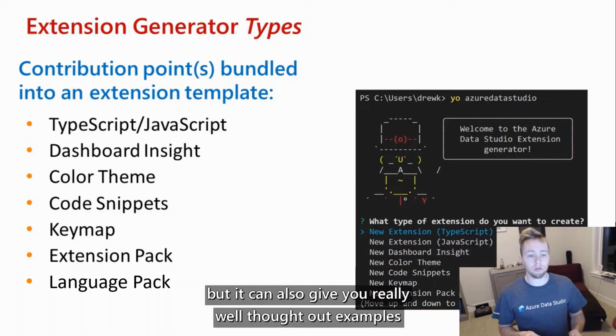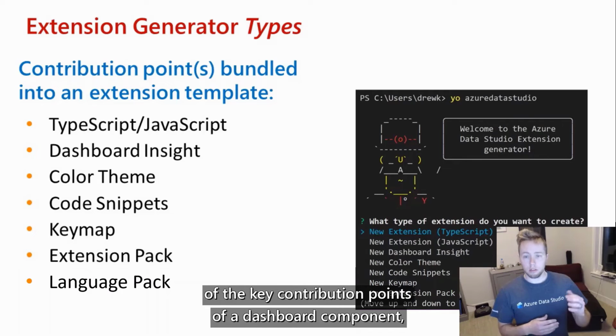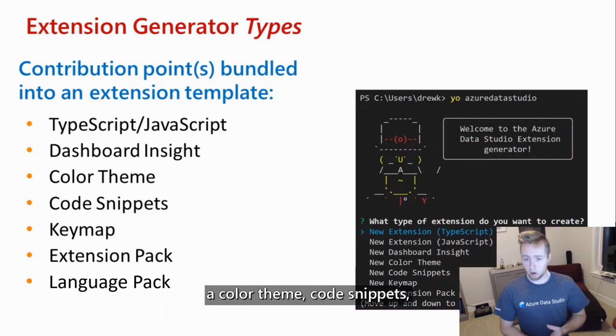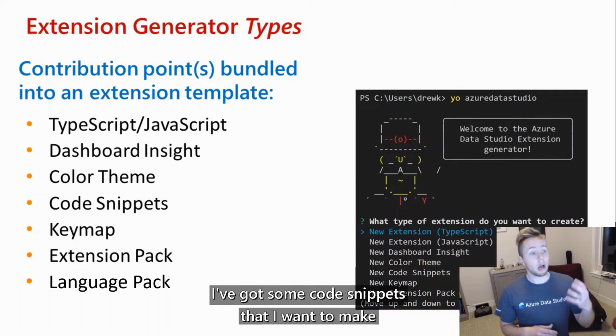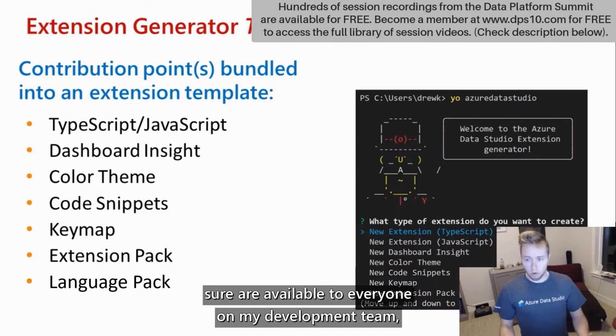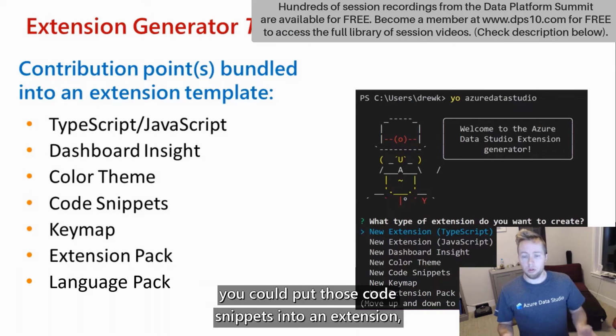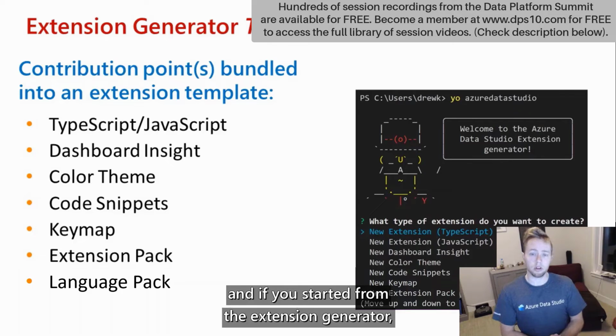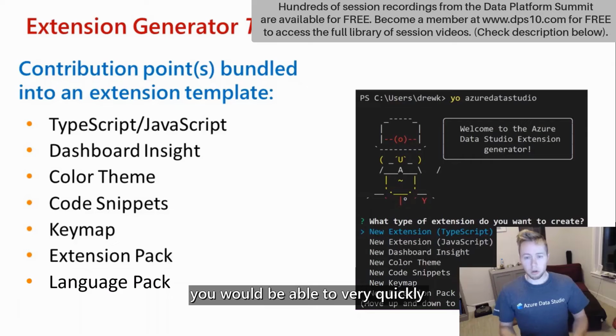The extension generator itself can give you the blank slate TypeScript or JavaScript extension, but it can also give you really well thought out examples of the key contribution points of a dashboard component, a color theme, code snippets, or a key map. So if you're thinking to yourself that I've got some code snippets that I want to make sure are available to everyone on my development team, you could put those code snippets into an extension, and if you started from the extension generator, you would be able to very quickly add those code snippets in there.